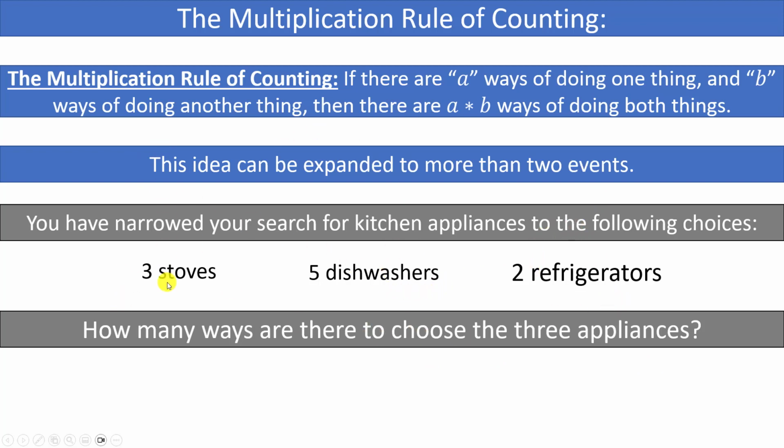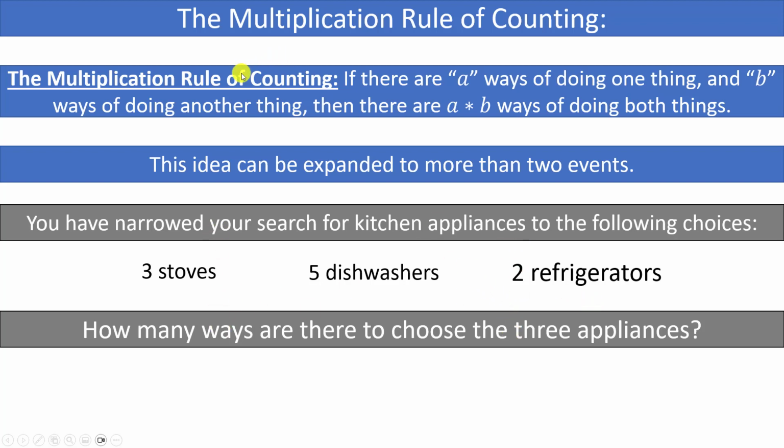Well, you could have stove number 1, dishwasher number 1, and refrigerator number 1, or maybe stove number 1, dishwasher number 1, and refrigerator number 2, or stove number 2, dishwasher number 3. You can see there's going to be a whole lot of different possibilities for your choice of appliances. So how many possible different ways could you choose your kitchen based on these choices?